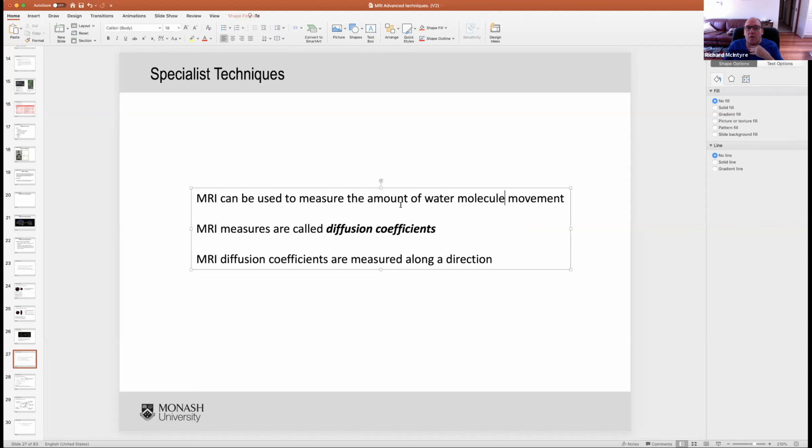We know that MRI can be used to measure the amount of water molecule movement. Okay, we've seen that in diffusion, and we've talked about that in stroke imaging. MRI measures are called diffusion coefficients. We'll talk about that a bit in a minute. And MRI diffusion coefficients are measured along a direction, so one direction.